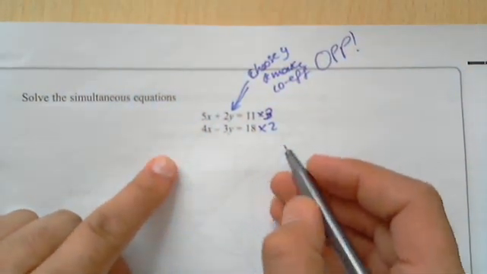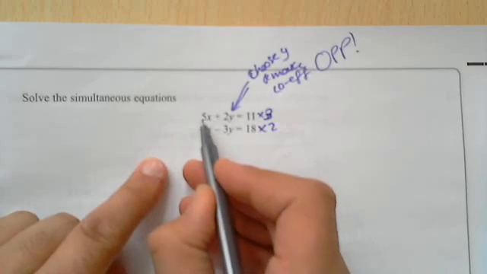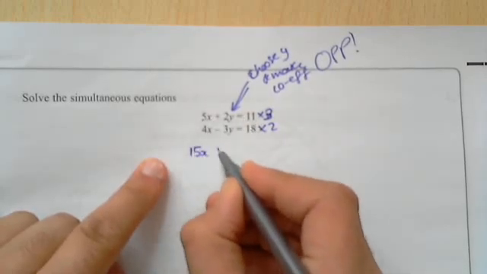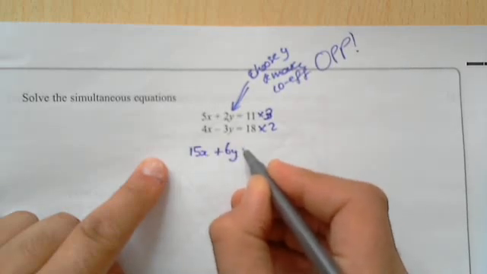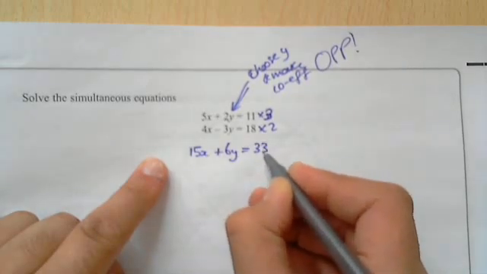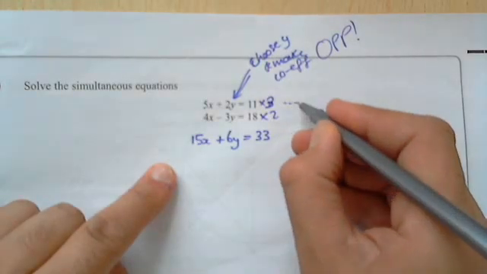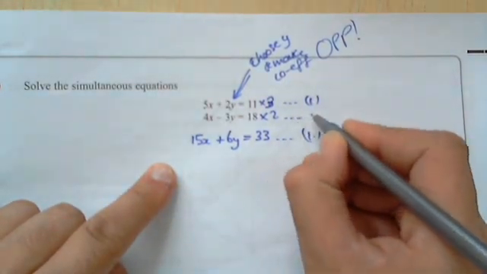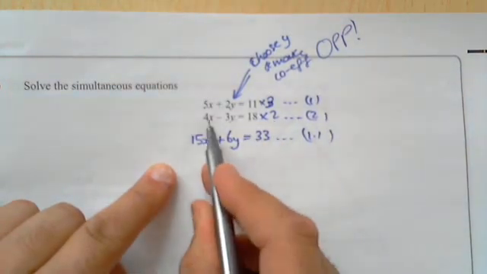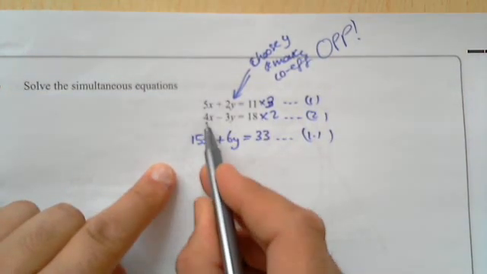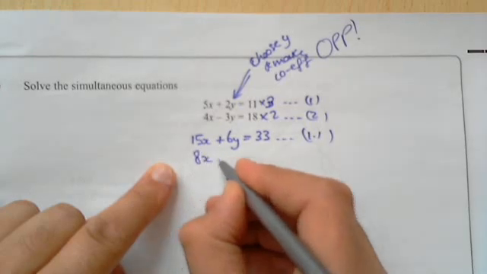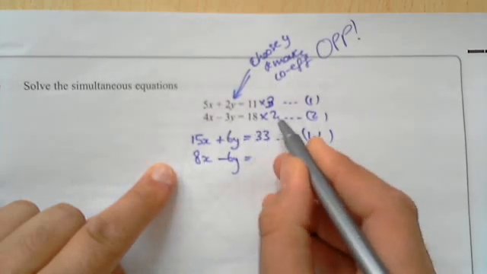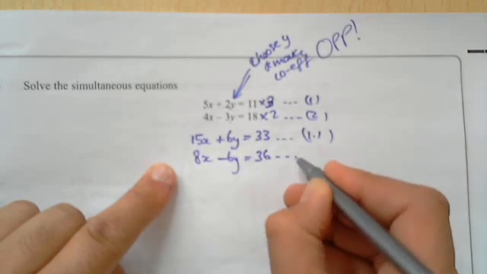So we should get a new set of equations now. I multiply this by 3, that by 3, and that by 3. So we get 15x add 6y is equal to 33. That was original equation number 1. That's original equation 2. So now double everything in the second equation. 4x times 2 gives us 8x. Minus 3y times 2 will give you minus 6y. And 18 times 2 gives you 36.